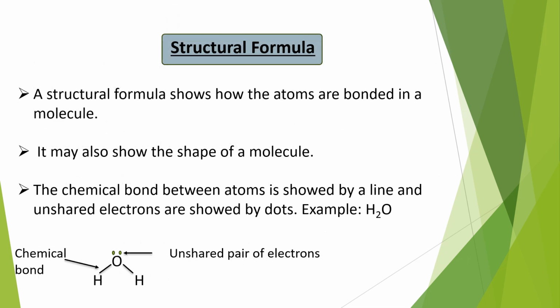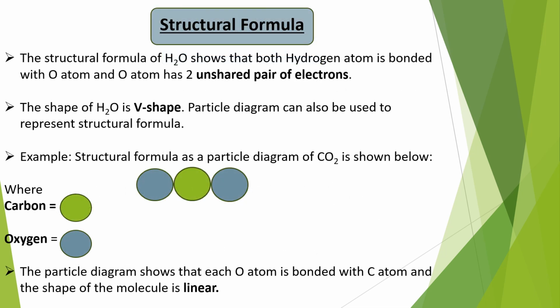Structural formula. A structural formula shows how the atoms are bonded in a molecule. It may also show the shape of a molecule. The chemical bond between atoms is shown by a line and unshared electrons are shown by dots. For example, the structural formula of H2O is given below. The structural formula of H2O shows that both hydrogen atoms are bonded with the oxygen atom and the oxygen atom has two unshared pairs of electrons. The shape of H2O is V-shape.